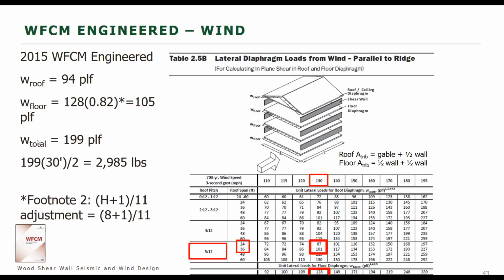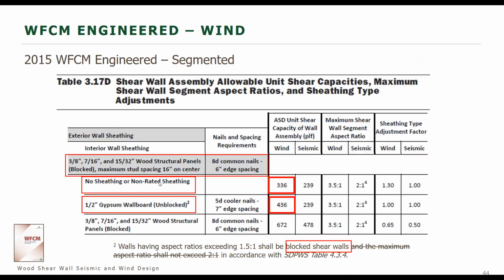So we're going to multiply that by the width of the building, which is 30 feet, and then divide by 2, because we assume that half the load goes into each shear wall. So that gives us a resultant load of 2,985 pounds at the top of the first floor shear wall.